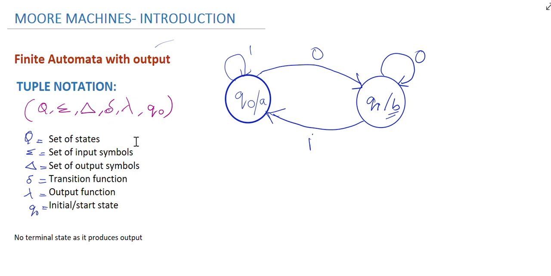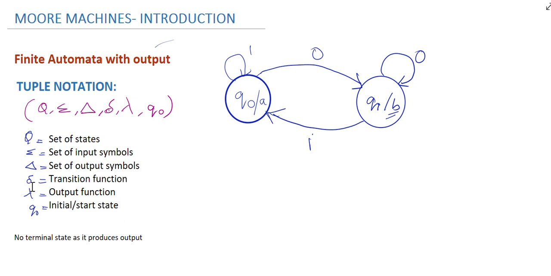Tuple notation, here it is 6 tuples where Q represents the set of states, all the states involved in the model. So Q0, Q1 are the states, and sigma is the set of input symbols, where here it is 1 and 0. They accept an input and move on to the next state. And the symbol triangle represents the set of output symbols used in the model. So here A and B are the output symbols which are used in the model.